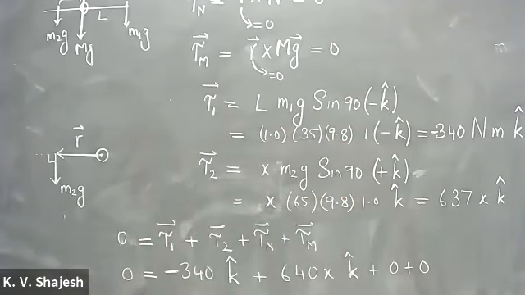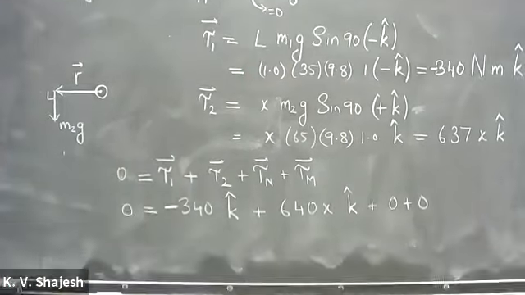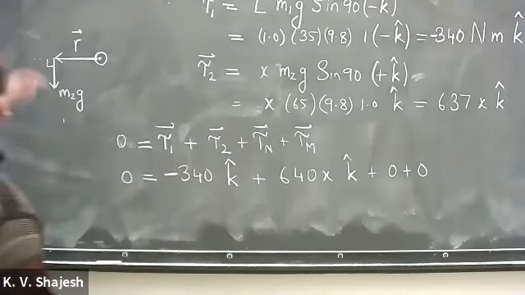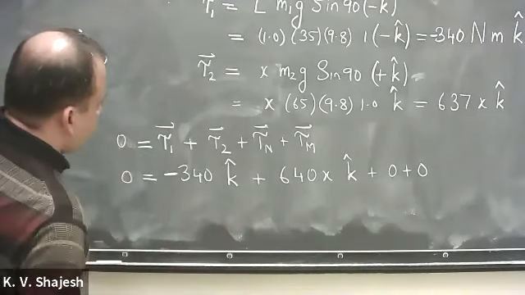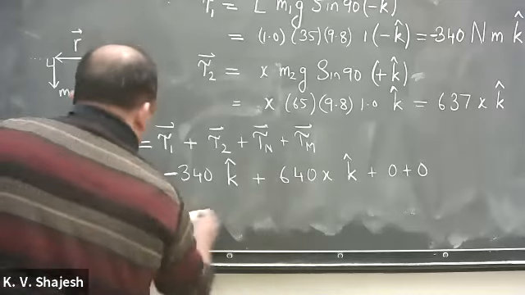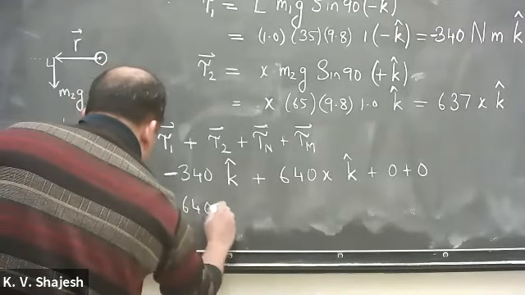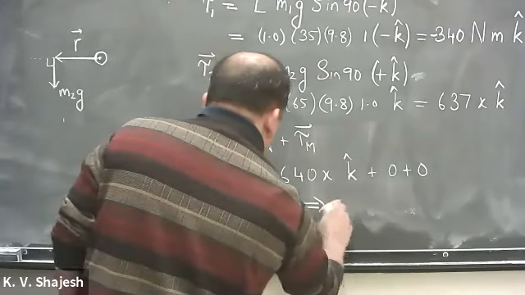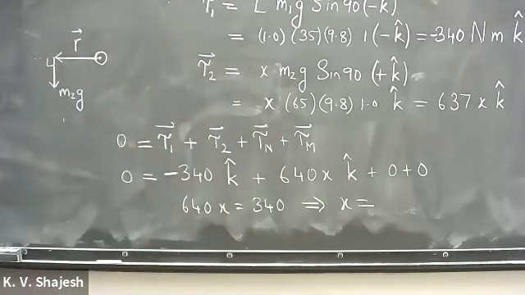This whole thing has to be equal to 0. This is a vector equation, but all the directions are the same, which is a common feature because we are doing simple problems here. The challenge usually is that the vectors don't have to be in the same direction. That's because our axis is not moving around. So this leads to 640x equal to 340, and that implies x is equal to 340 divided by 640.